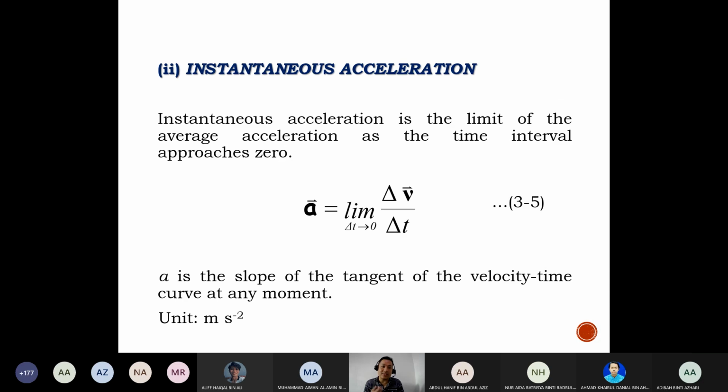And then again, instantaneous acceleration is the same as instantaneous velocity, because it only involves a certain time. For example, if we look at the same graph, the average acceleration A to C is 5 centimeter per second squared, as we discussed before. And then what about X? You know that X at A to B is 10 cm.